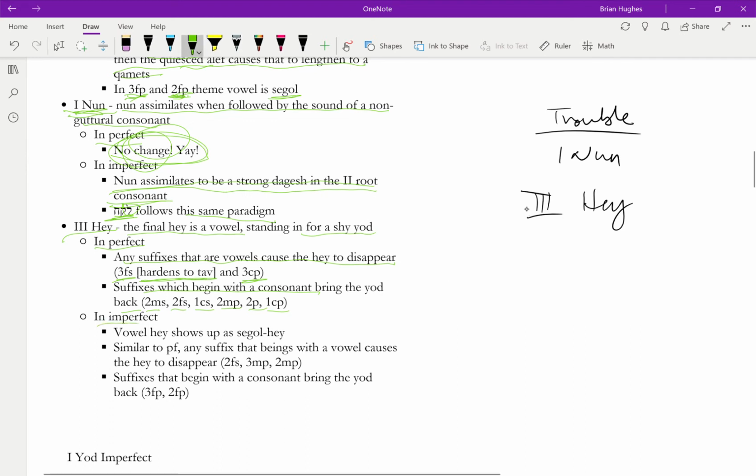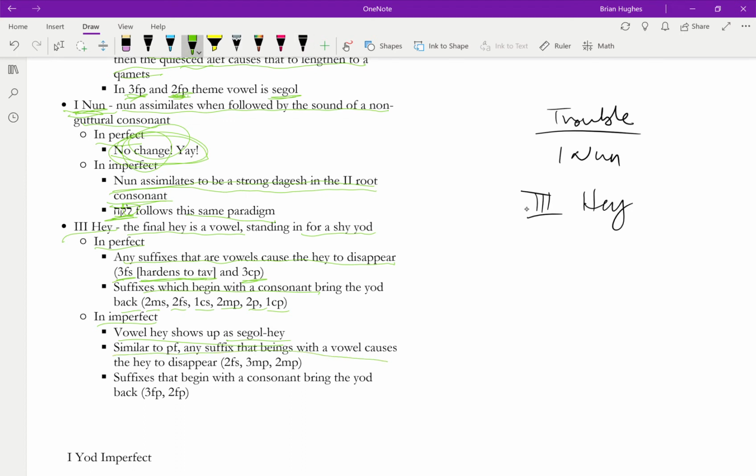In the imperfect conjugation, the vowel hey shows up as a segol hey. So we get yigle. So we get the segol hey with the third hey, and that's just the way that third heys operate in the imperfect to show that they're a vowel.